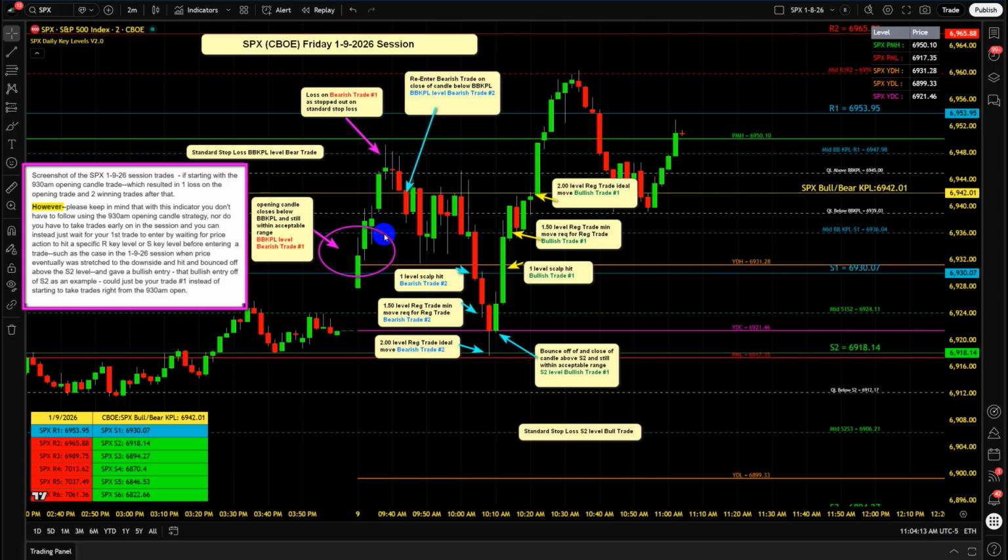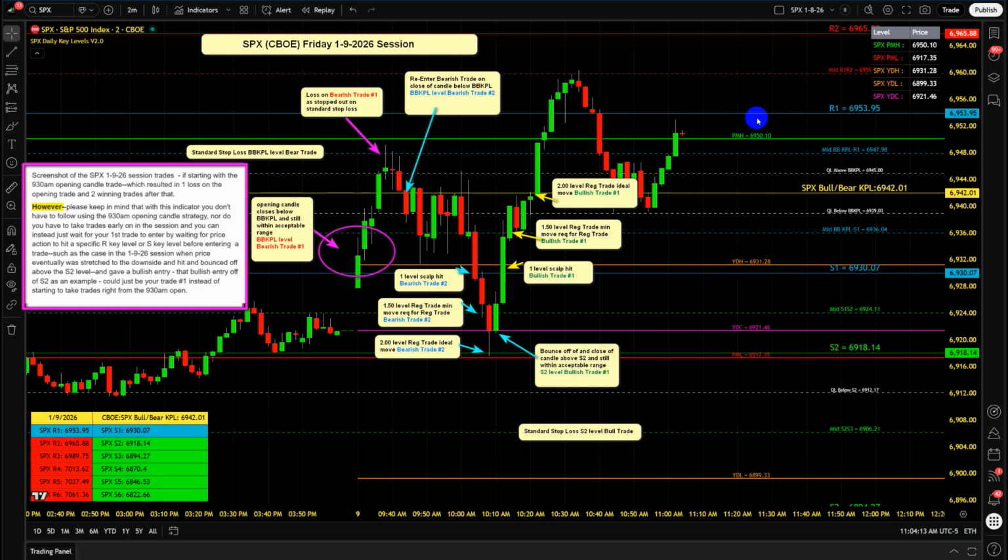and you're going to go through the process of figuring out whether you like to take the 9:30 a.m. opening candle trades, whether you like to take trades during the earlier part of the morning session, or do you prefer to wait until price actually hits, say, the S2 level on any given session to take a trade, or hit the R2 level, or hit any of the other main key levels before you enter your first trade.